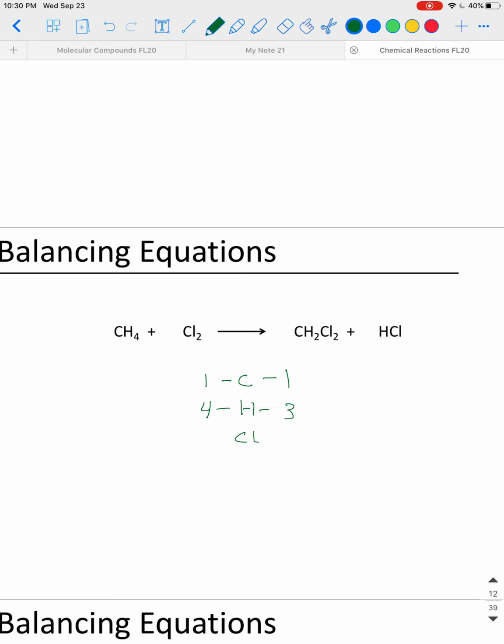I have 3 hydrogens on the product side, 2 here and 1 here. Chlorine on the reactant side, I have 2. On the product side, I have 3 total. Okay, you're looking at the total numbers between all the reactants and then between all the products. So now how can we balance this? Well, I can see that I have more hydrogens on my reactant side and I have fewer on the product side. Also a tip, okay, a tip.